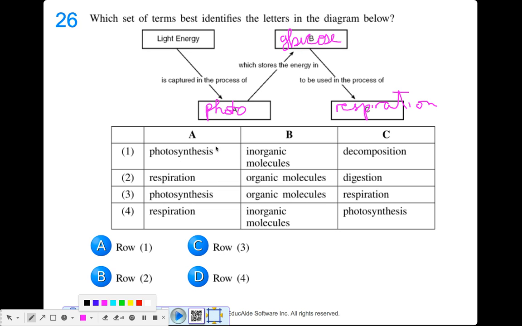All right. A, photosynthesis. Okay, so the only rows that have A, photosynthesis, are row 1 and row 3. All right, now let's see what we have for B. I said glucose. Glucose is organic, right? C6H12O6. I am so bad at this. Okay, that is an organic molecule, because it has carbon and hydrogen. To be used in the process of respiration, I said respiration. Holy smokes, look at that. The answer is 3.